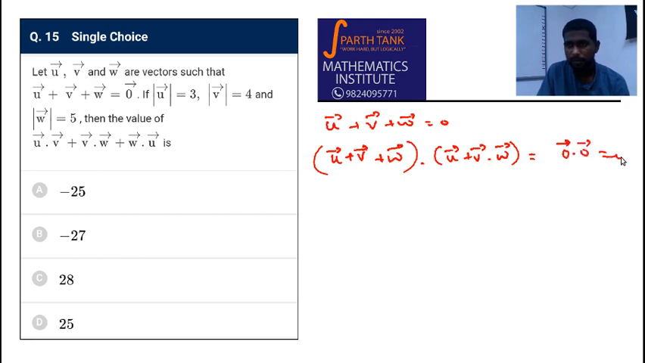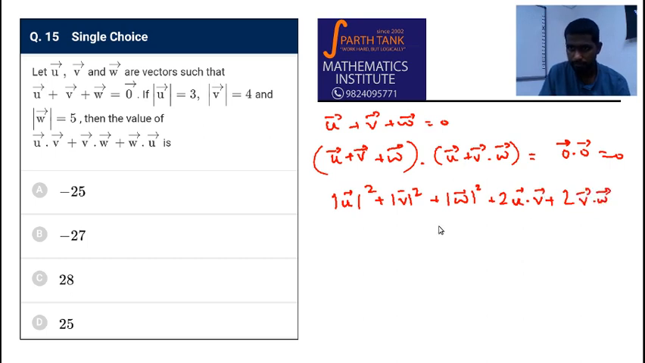0 dot 0 is 0. Now this we know: u dot u is mod u squared, v dot v is mod v squared, that is the magnitude, w dot w is mod w squared, and then I'll have u dot v and v dot u, both are the same. So the usual formula, 2 times u dot v plus 2 times v dot w plus 2 times u dot w is 0.